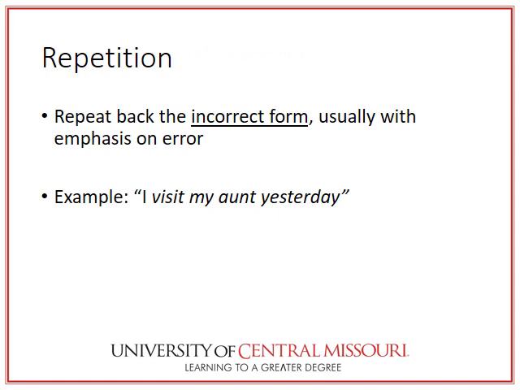Repetition can be another natural way to provide feedback. The repetition back is with the incorrect form, usually with emphasis on the error, and the tone of voice may show that there's something wrong. "I visit my aunt yesterday?" That indicates that something needs to be changed. Repetition can be effective for all ages of learners.